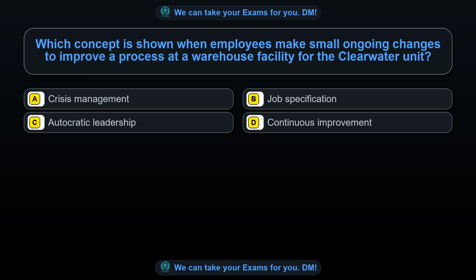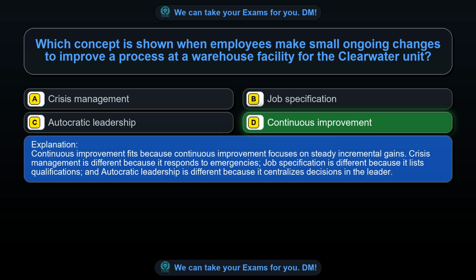Question 8. Which concept is shown when employees make small ongoing changes to improve a process at a warehouse facility for the Clearwater unit? Option A, crisis management. Option B, job specification. Option C, autocratic leadership. Option D, continuous improvement. The correct answer is option D, continuous improvement.